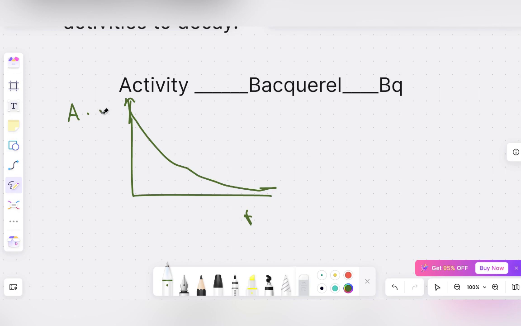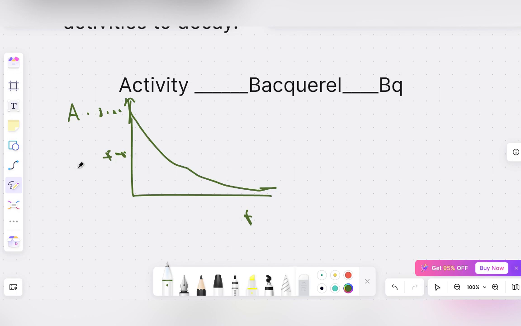If the activity here is 8,000, and they ask you to calculate the half-life, what you do is take this value, if background radiation is negligible. So 8,000 divided by 2, you get 4,000. Naturally, 4,000 will be halfway here.